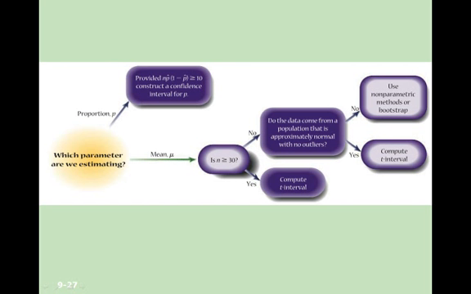If we're looking at the mean, mu, then we ask ourselves, is our value of n greater than or equal to 30? So is our sample size large enough? If it's not, then we need to make sure that the data come from a population that's approximately normal with no outliers. If not, then we can't do these methods we've learned. If it is, then we compute the t-interval. And if our sample size is large enough, then we simply compute the t-interval.